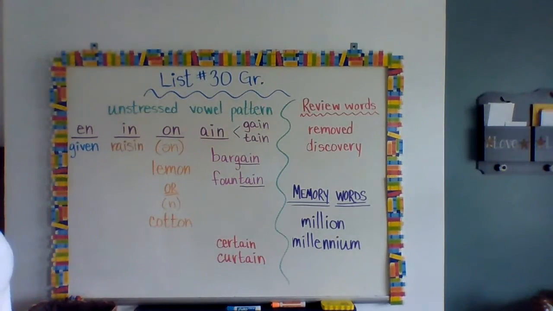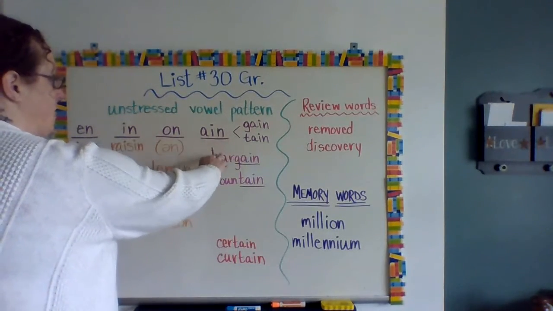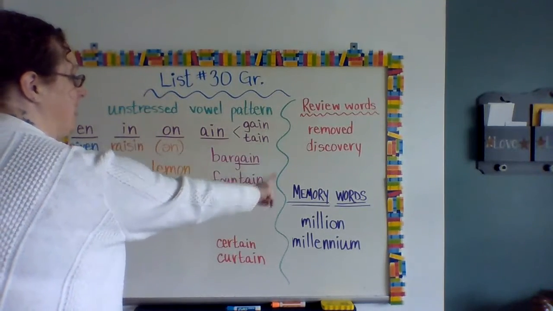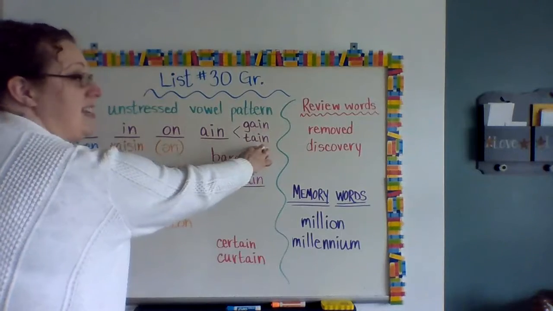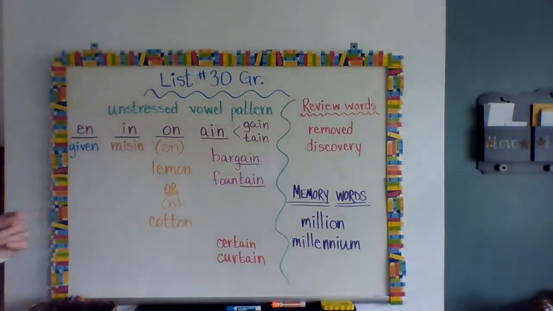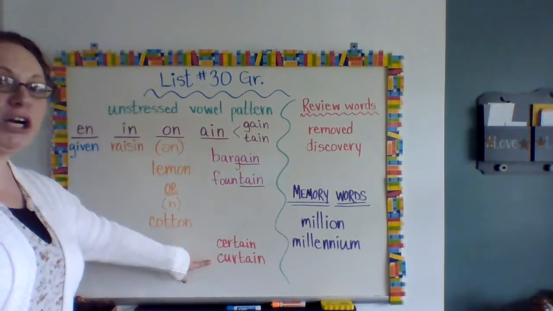Now we have A-I-N. So this pattern has similar sounds in these words. So again, pay attention to the spelling pattern. Your words are bargain, gin, and fountain. They have the same endings, pretty close, but they're spelled a little different. And then one more little rule, you have certain, curtain.